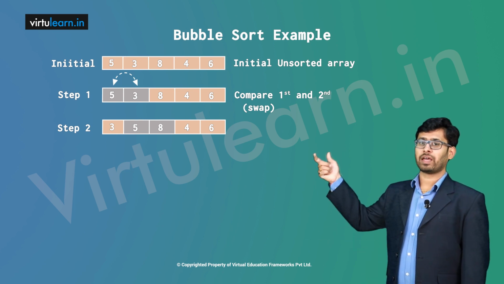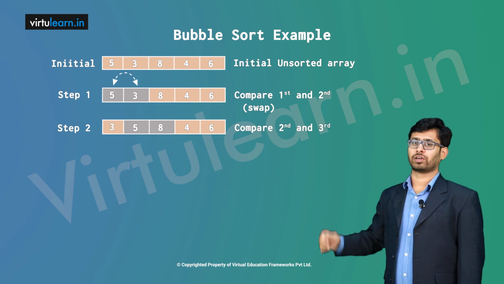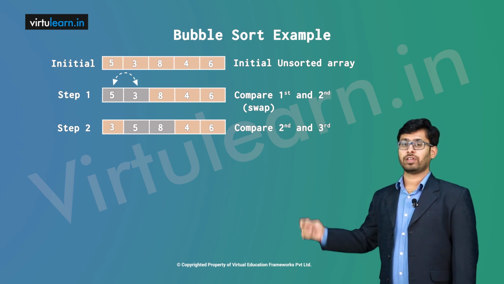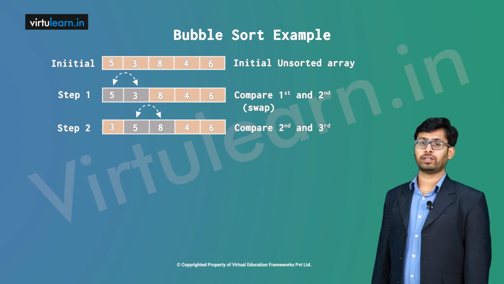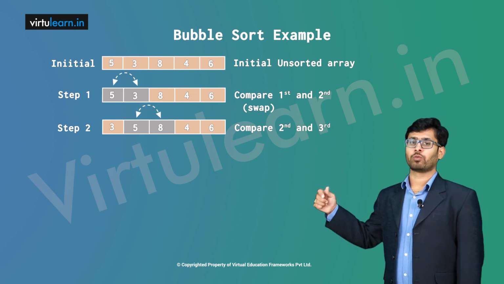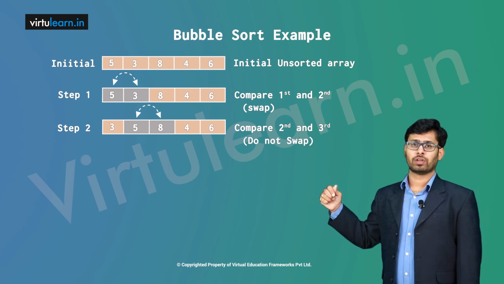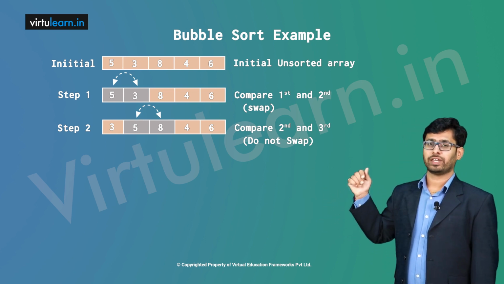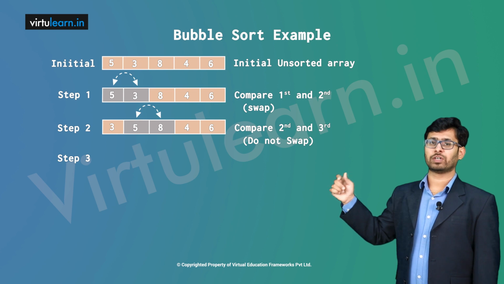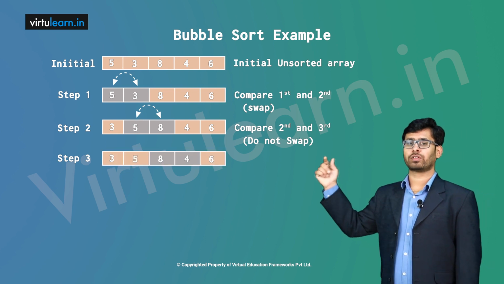Now, comparing second element and third element. Is 5 greater than 8? No. So we should not swap it. Then we need to go for the next element. So in step 3, the elements are 3, 5, 8, 4, 6.